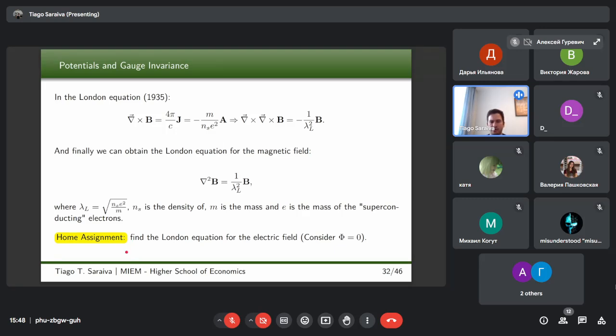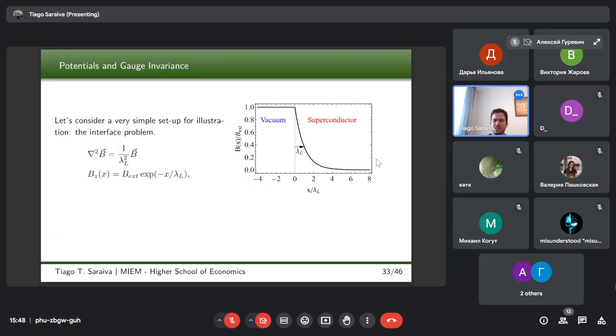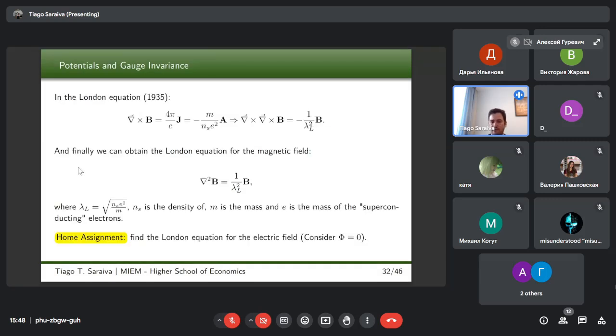Here I think I put this home assignment, find the London equation for the electric field, but we don't need to go into this detail. So please neglect it. But I'm going to show now a very simple solution, if you're interested in how to do this.